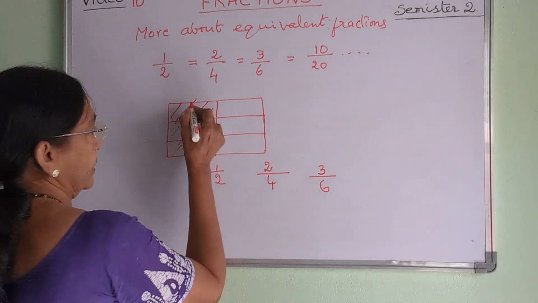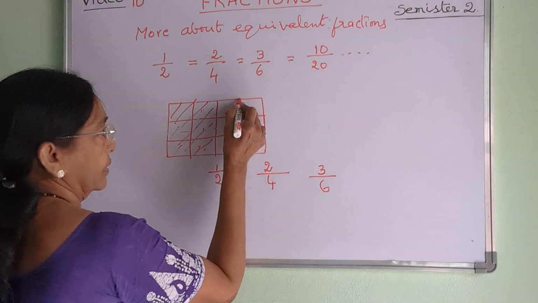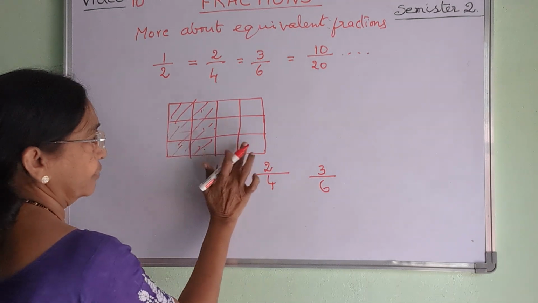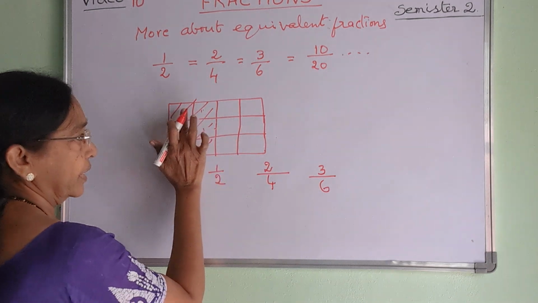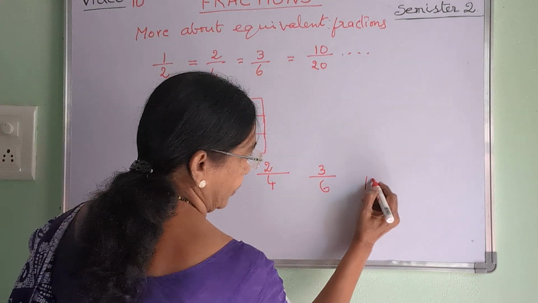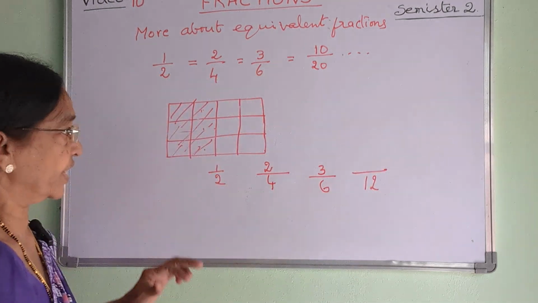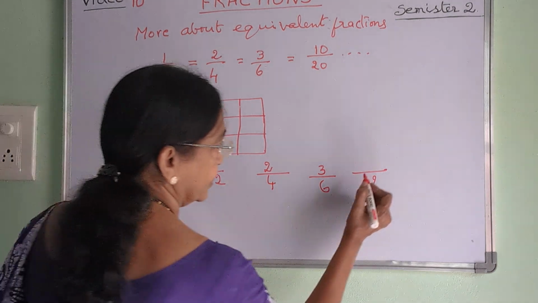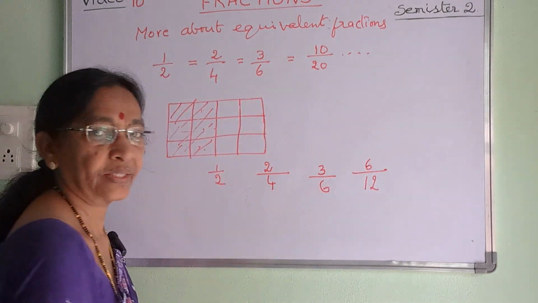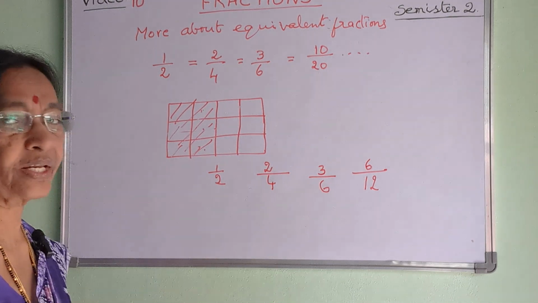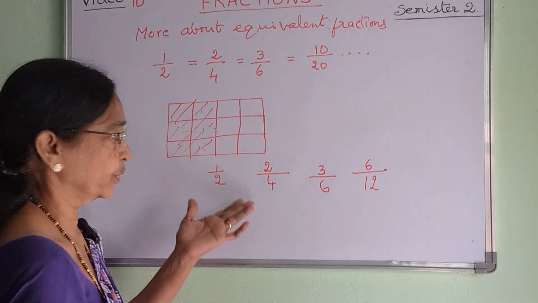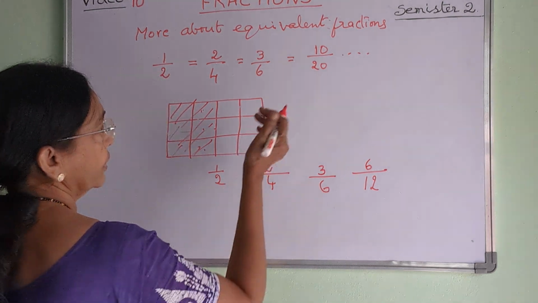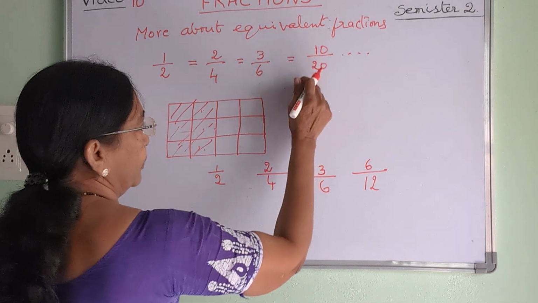Similarly, if we make it like this again, now total parts are 12. 1, 2, 3, 4, 5, 6, 7, 8, 9, 10, 11, 12. So 12. And the number of parts shaded are 6. 1, 2, 3, 4, 5, 6. So 6 by 12. The same portion is differently represented as 1 by 2, 2 by 4, 3 by 6, 6 by 12, etc. Similarly, we can write it as 10 by 20 also.